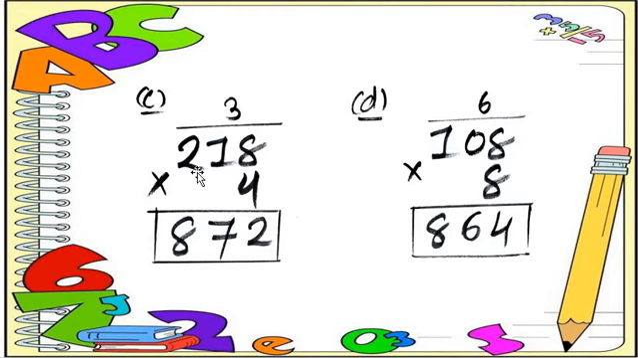218 multiplied by 4. So what do we do at that time? Here there is no rule of compulsory 0. Then 4 multiplied by 8, then after that multiply with 1, and then multiply with 2. Understood, all students? Got my point? So 4 eights, I hope you all know. 4 eights, how many, all students? 32.